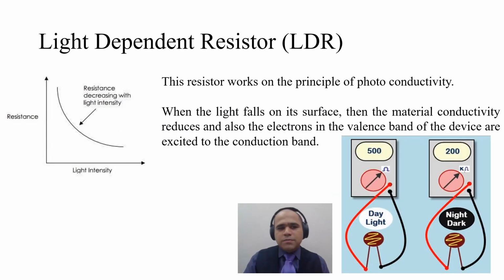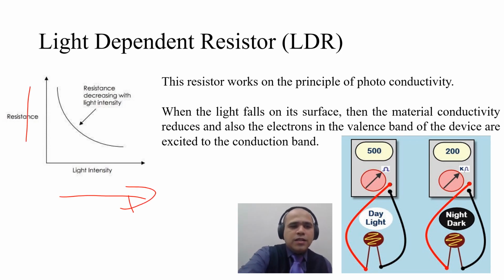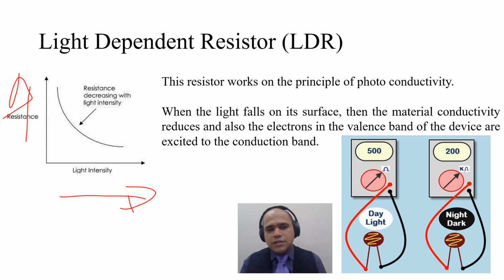Now LDR typically has non-linear characteristics with respect to light, and as light increases, resistance decreases non-linearly. So here you can see daylight causing around 500 ohm and night light causing around 200 kilo ohm.